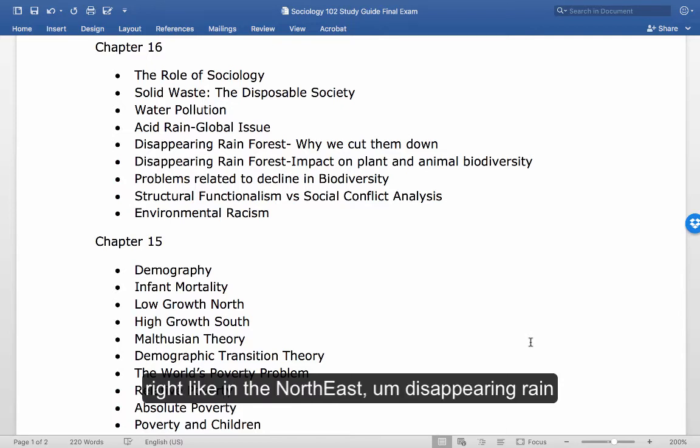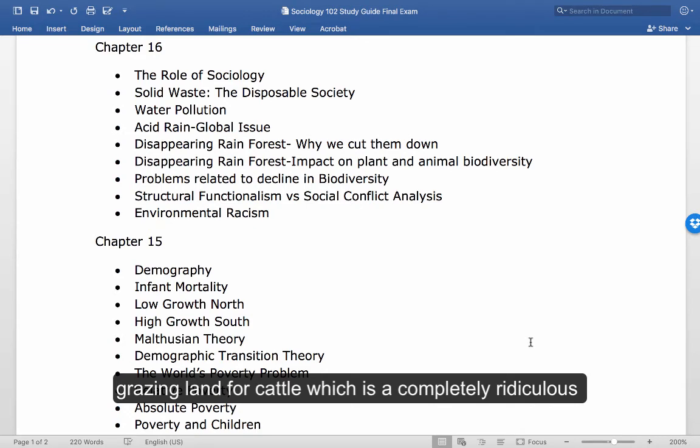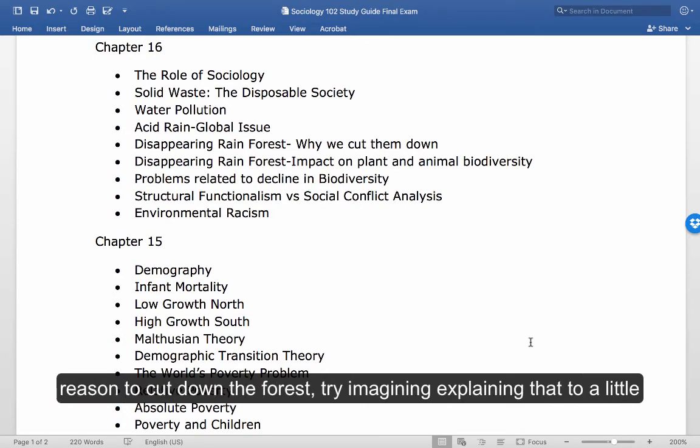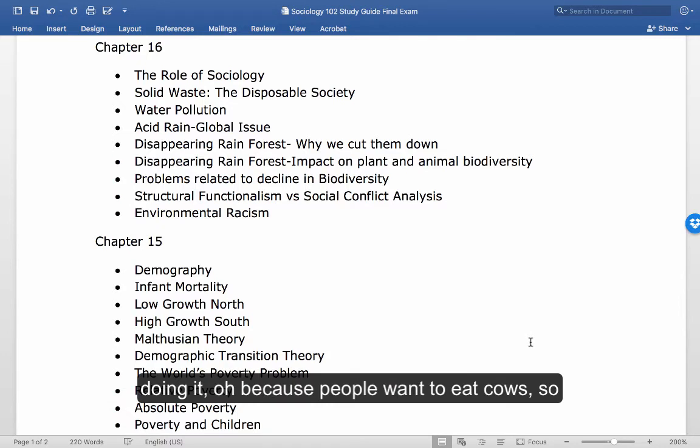Right? Like in the Northeast. Disappearing rainforests. So why are we cutting down the rainforest? Oftentimes we're cutting it down for grazing land for cattle, which is a completely ridiculous reason to cut down the forest. Try imagining explaining that to a little kid, right? Well, why are we cutting down the rainforest? We know that this is a problem. Why are we doing it? Oh, because people want to eat cows. So we have to somehow use the rainforest as grazing lands, which is insane.